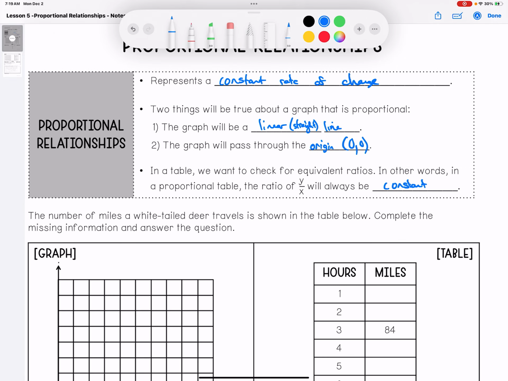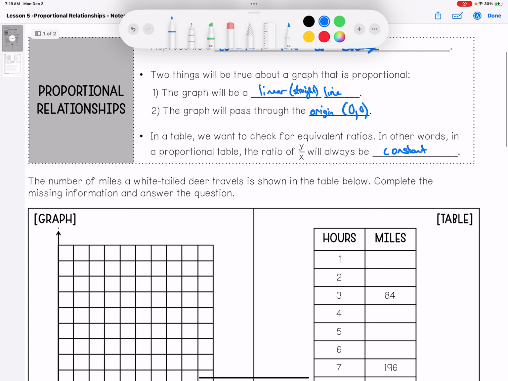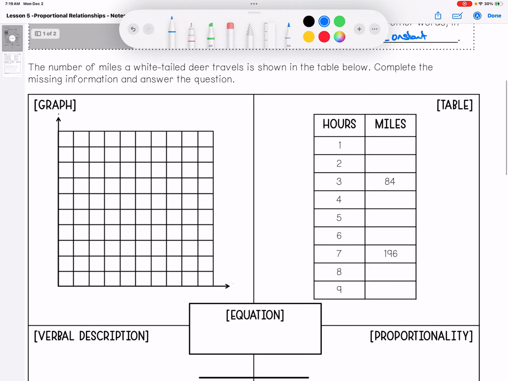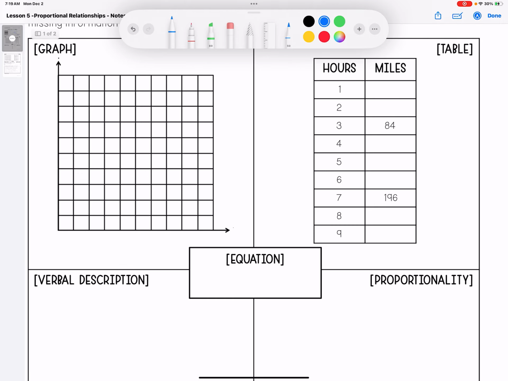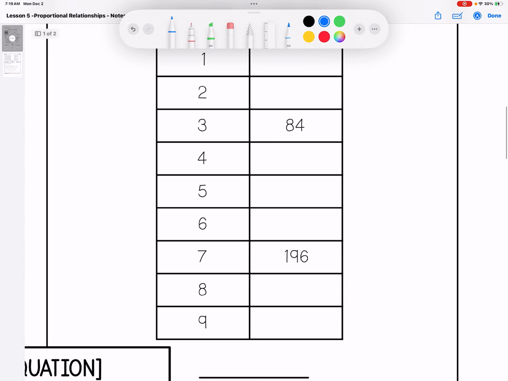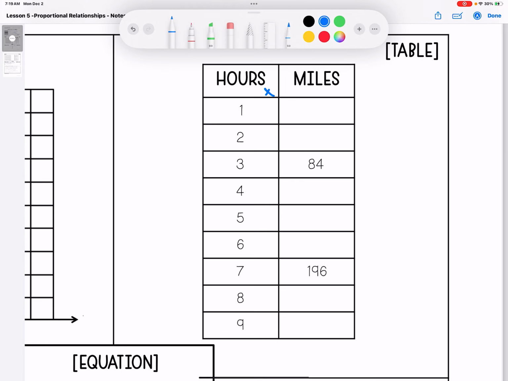Here we go. The miles that a white-tailed deer travels is shown below. Complete the missing information and then answer all of the blank parts there. All right, so they give us a table, so we can fill that out. We have x and we have y, so we can fill in all the missing parts because we have y over x, which is 84 over 3. And we can figure out the ratio there.